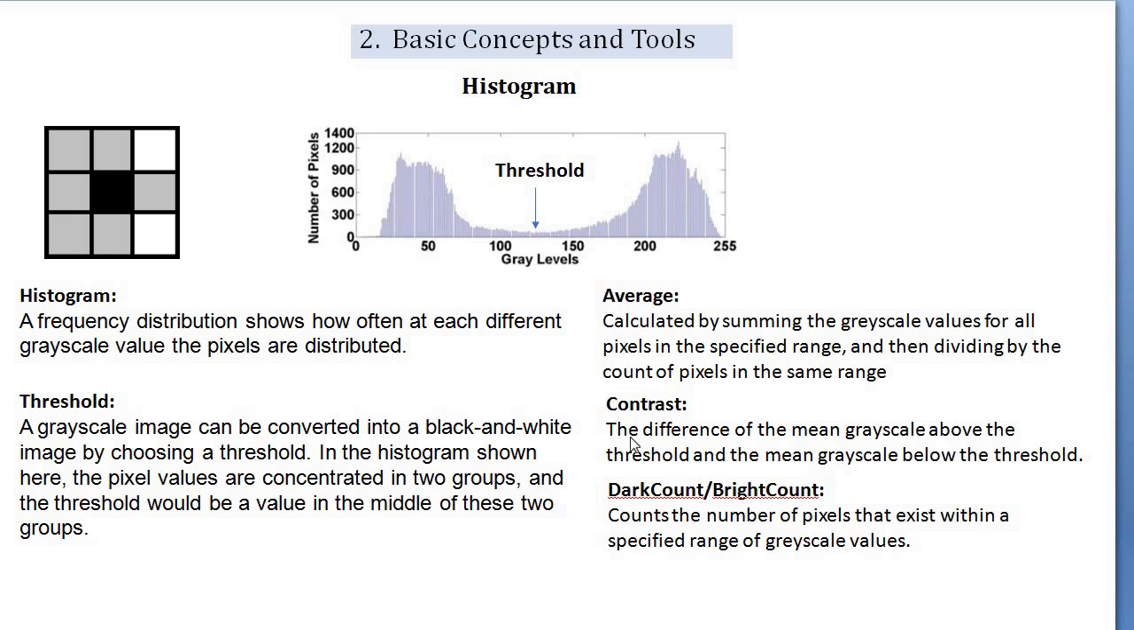We can also have dark count and bright count. For instance, if we want to count the white pixels, all the pixels with a gray level higher than the threshold are considered white. So if we count all the pixels of this group, then that's the bright count. And similarly, the dark count can be obtained by counting all the pixel numbers in the dark group.